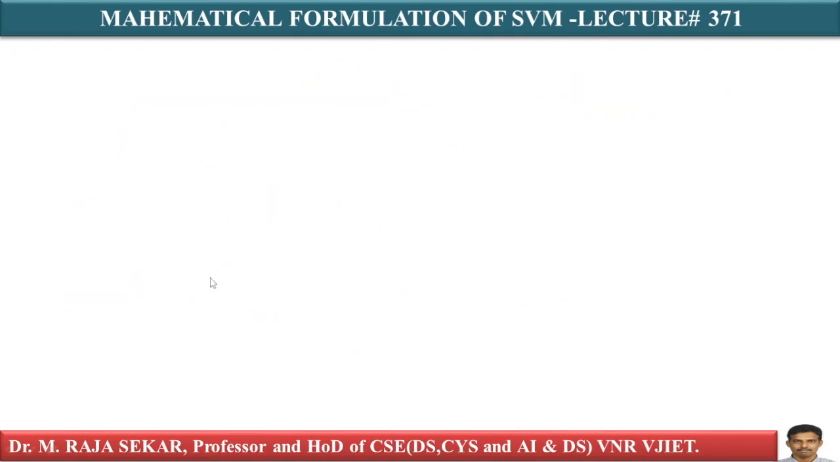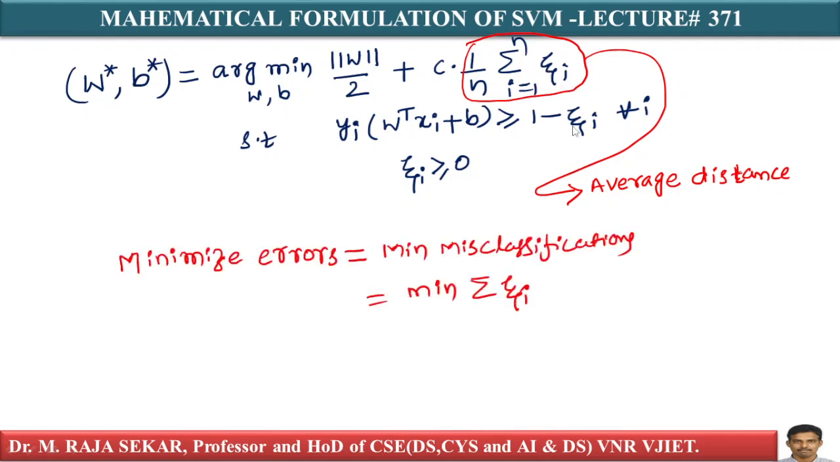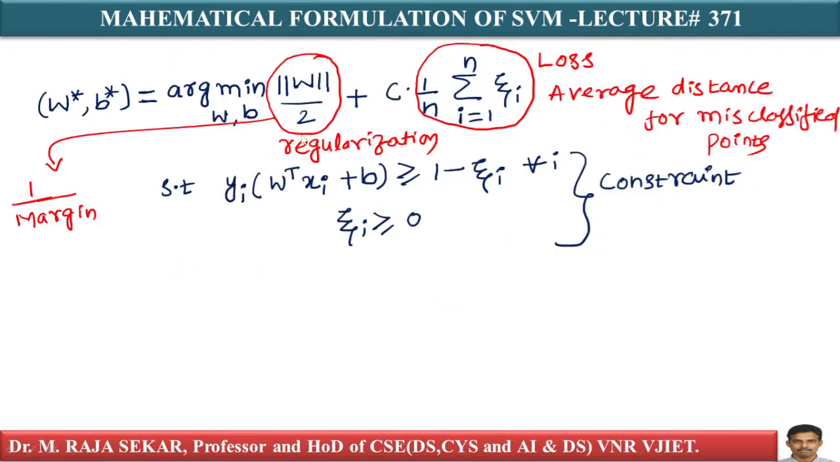Now, you might ask, just see this one, what it says. This is 1 by n sigma i equal to 1 to n ji. This is the average distance, isn't it? What is our intention? We have to minimize errors, which is equal to minimizing misclassification, which is nothing but minimizing sigma i equal to 1 to n ji, isn't it? Just see this one. Norm w by 2 is the margin, that is the regularization term. Sigma i equal to 1 to n ji by n is, I can say, the average distance for misclassified points. This is something like loss, isn't it?